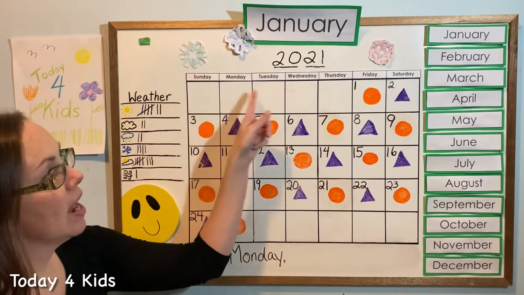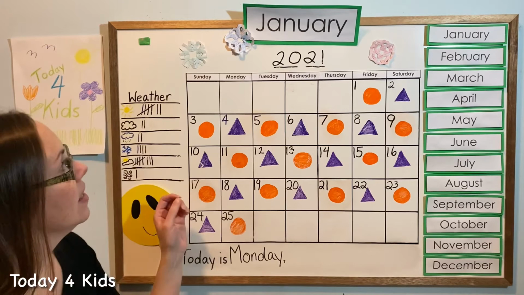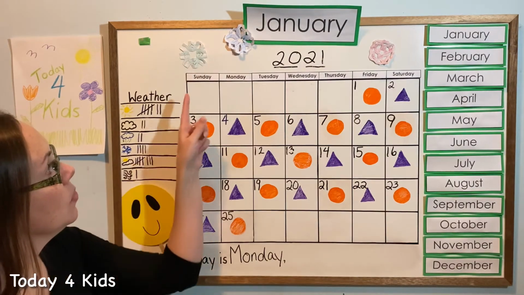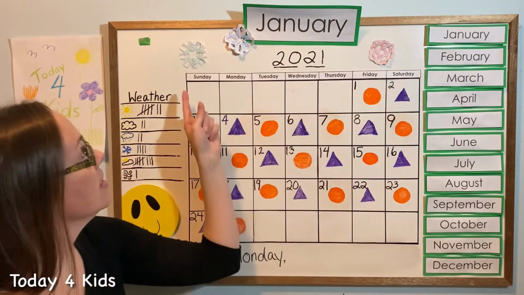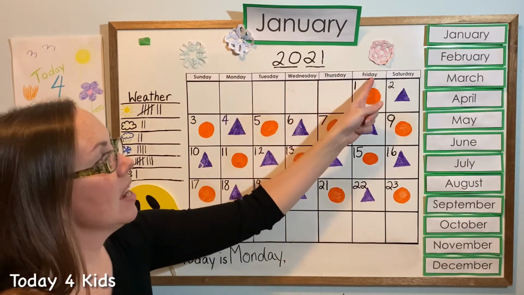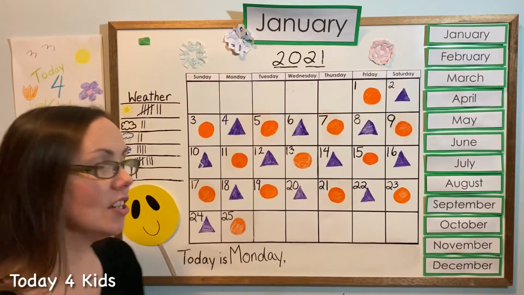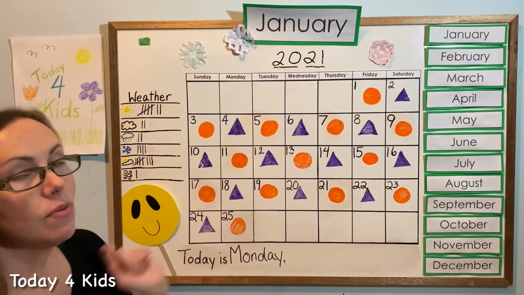So do you remember how many days of the week there are? That's right. There are 7 days in the week. 1, 2, 3, 4, 5, 6, 7. Sunday, Monday, Tuesday, Wednesday, Thursday, Friday, Saturday. Good job. So today is Monday, and next we need to do the month.